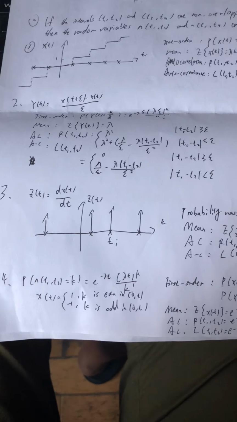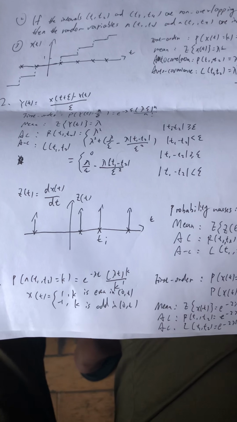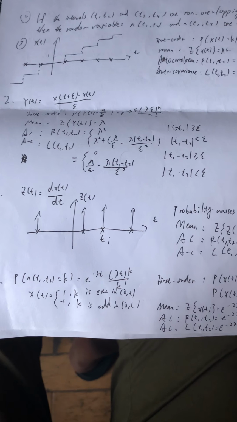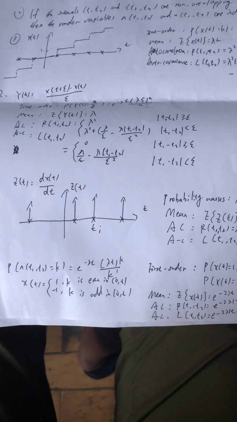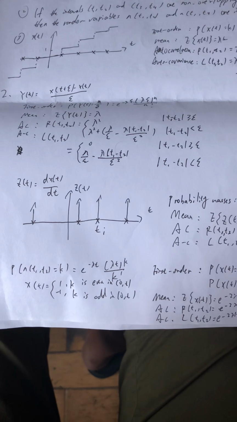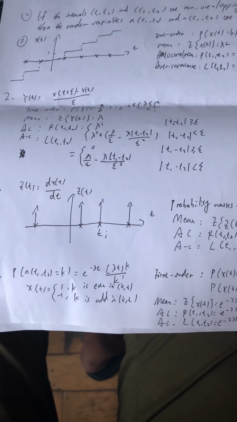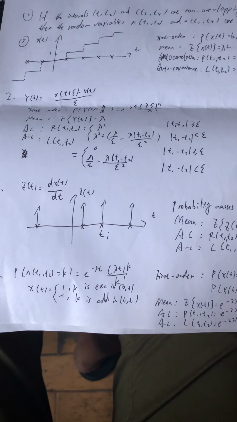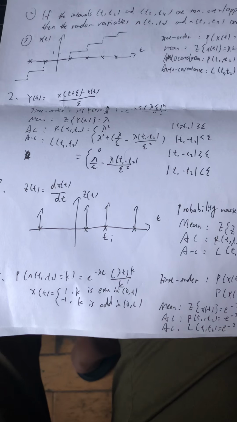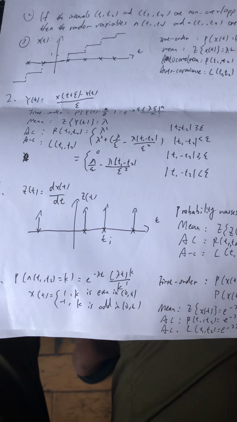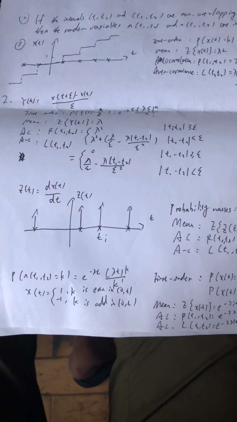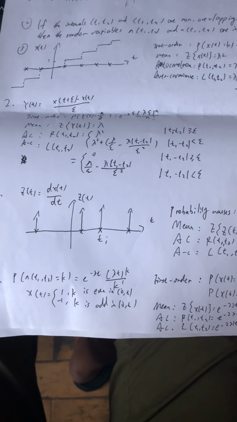The second, the Poisson increment process, is defined as y(t) equal to x(t) minus x(t minus epsilon) over epsilon, where x(t) is the Poisson process. First order probability mass is P(y(t) = n over epsilon) equals e to the minus lambda epsilon, times (lambda epsilon) to the n over n factorial. The mean of it is E[y(t)] equals lambda. The autocorrelation R(t1,t2) equals lambda squared plus lambda over epsilon times a function of t1 minus t2 over epsilon. The autocovariance is similar.